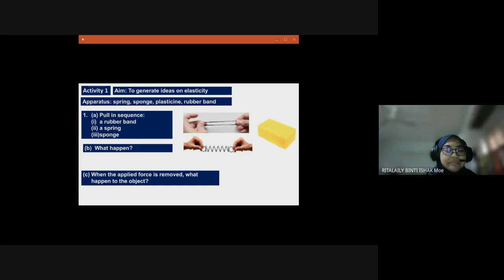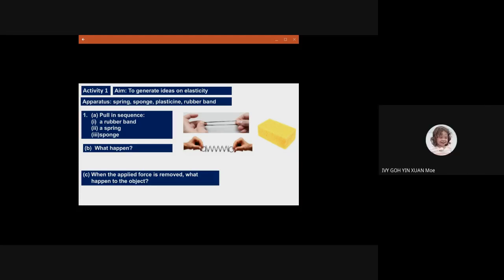Ivy, let's look at the first activity here. The aim is to generate ideas on elasticity. Okay, so number one, pull in sequence a rubber band, a spring, and a sponge. So what do you think will happen when the rubber band, spring, and sponge are being pulled? Ivy? What do you think will happen?